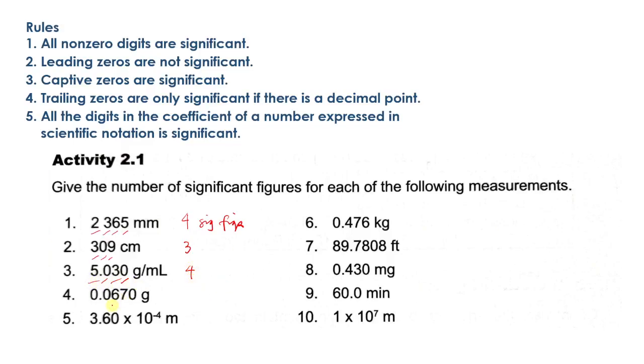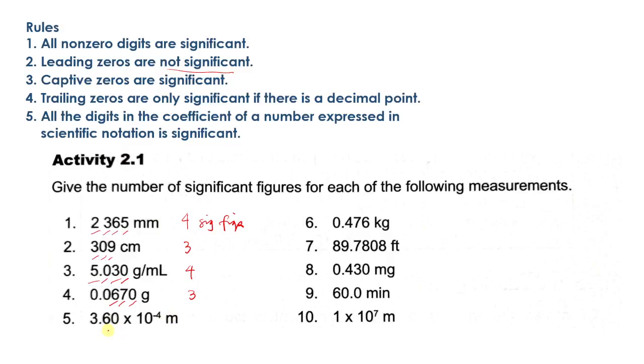Next, we have 0.0670 grams. So these are significant. This zero is a trailing zero, and it's significant because there is a decimal point in this number. So we have 1, 2, 3. Then these zeros are leading zeros. Leading zeros are not significant. So we only have 3 significant figures on this number.